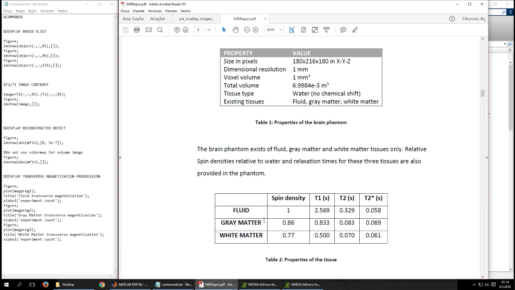So this phantom is a structure which includes multiple 3D matrices which represent the brain. Its size is 180 pixels in X direction, 216 pixels in Y direction, and 108 pixels in Z directions. Dimensional resolution is 1 mm. It consists of white matter, gray matter, and fluid tissues, and the values of relative spin densities to water, T1, T2 and T2 star of these three tissues are also included in the structure. So 180 pixels in Z directions correspond to 180 slices.